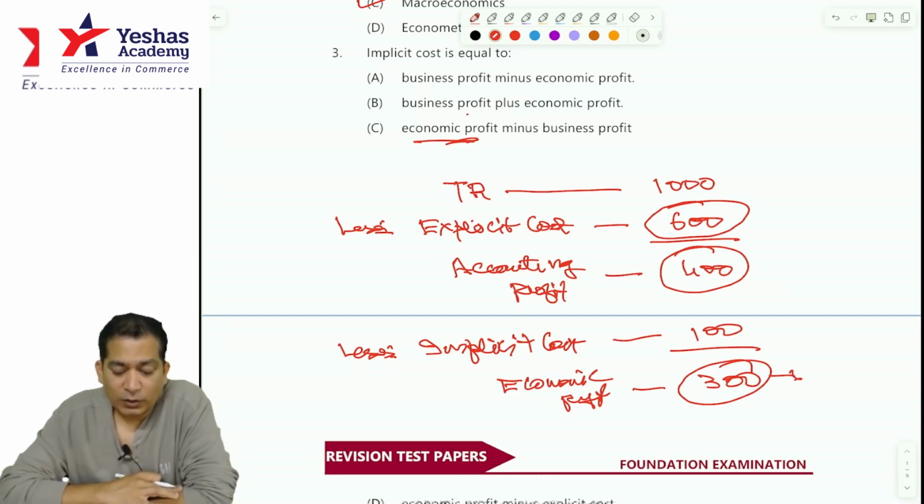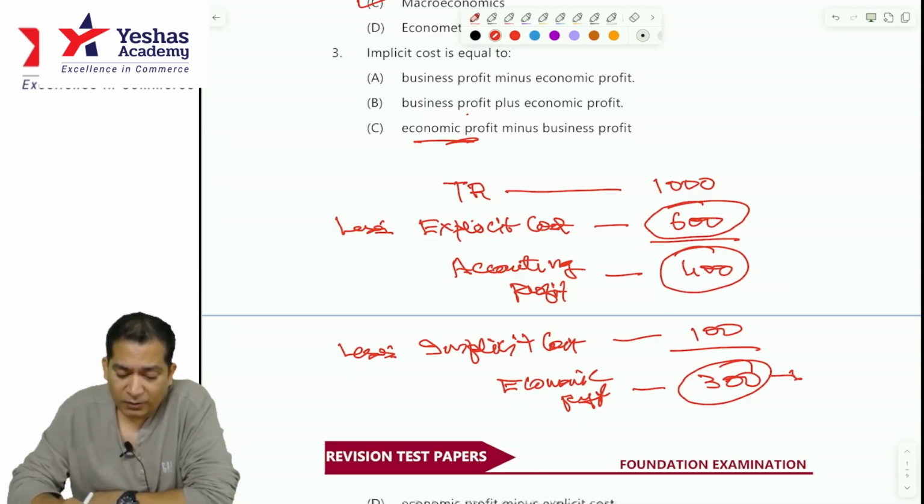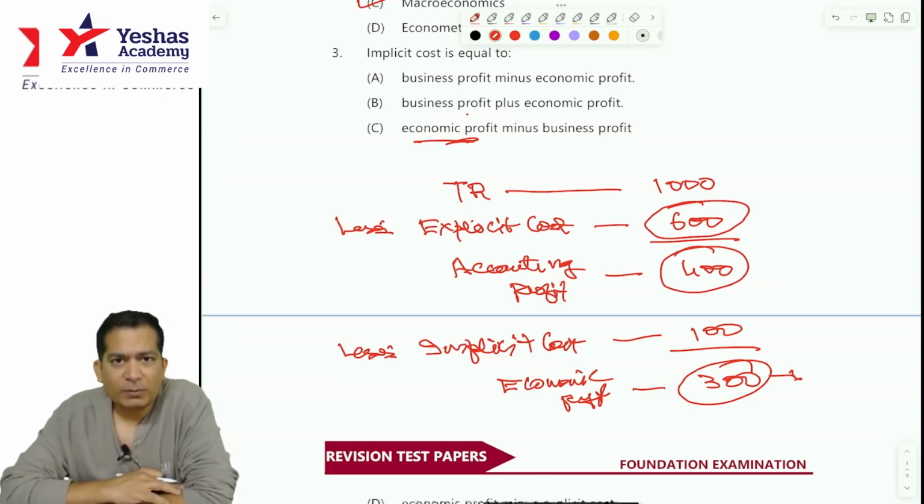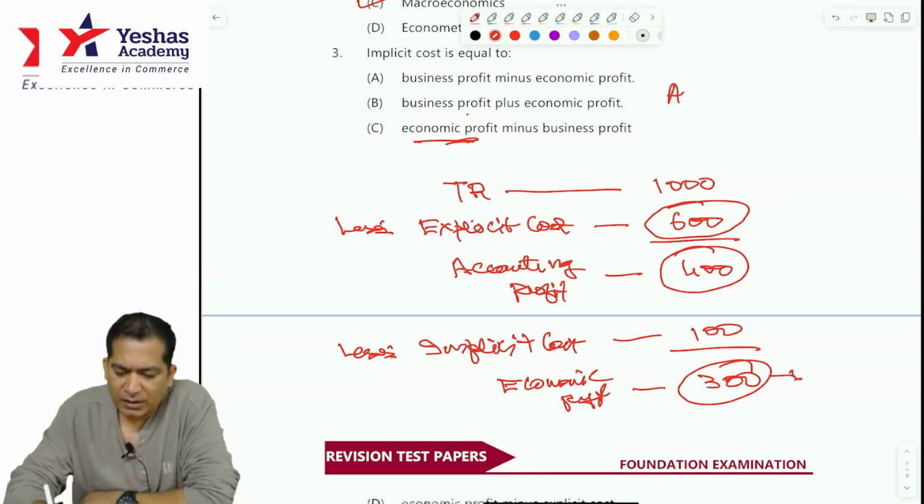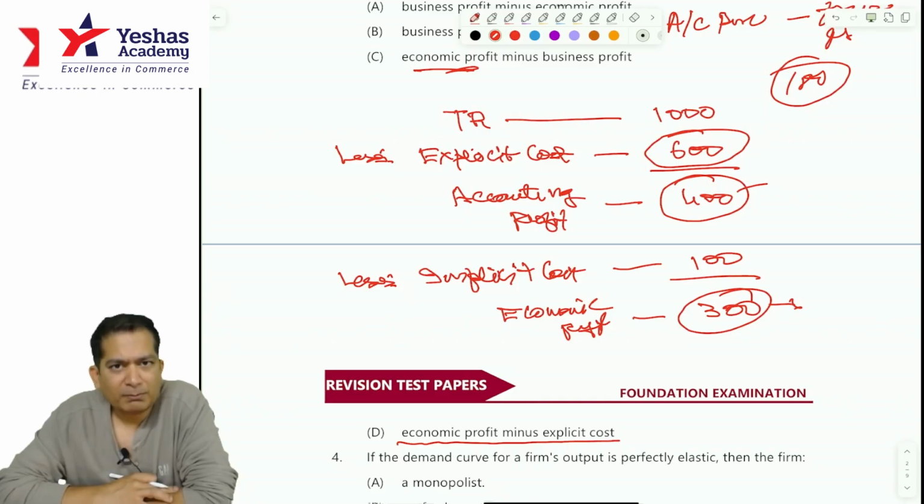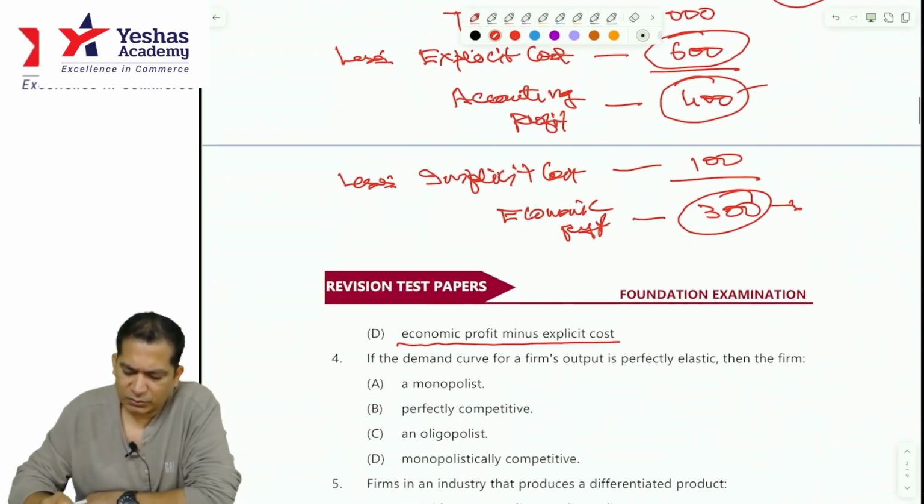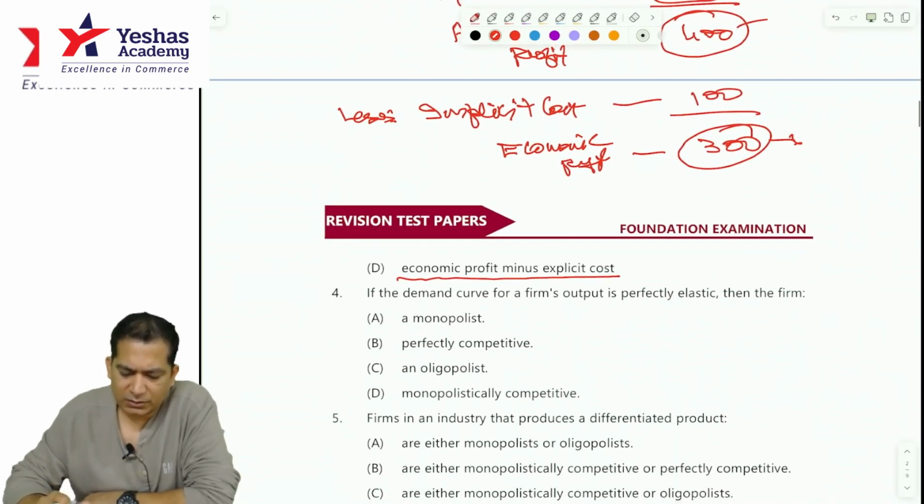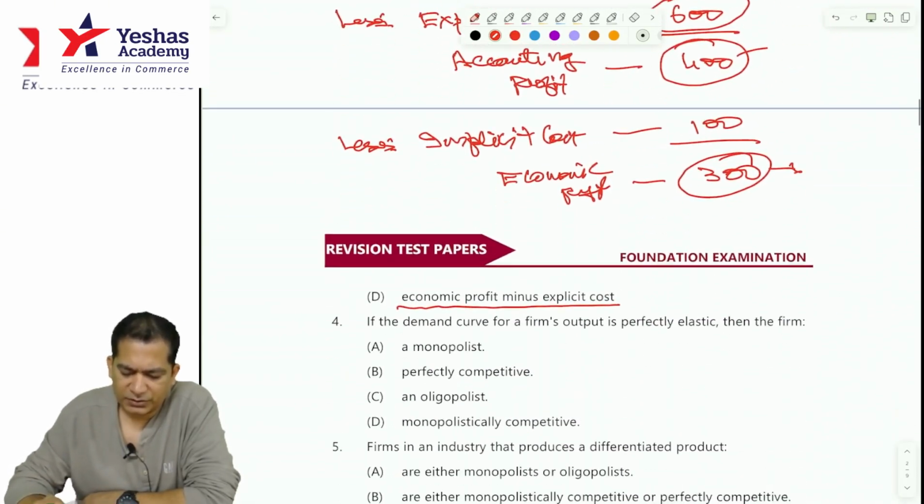So rather, the answer should have been accounting profit minus economic profit, that is 400 minus 300. So 100 rupees will be your implicit cost in that case. So none of the options match here. All right, so none of the options are matching. This is a wrong question wherein none of the options are correct.